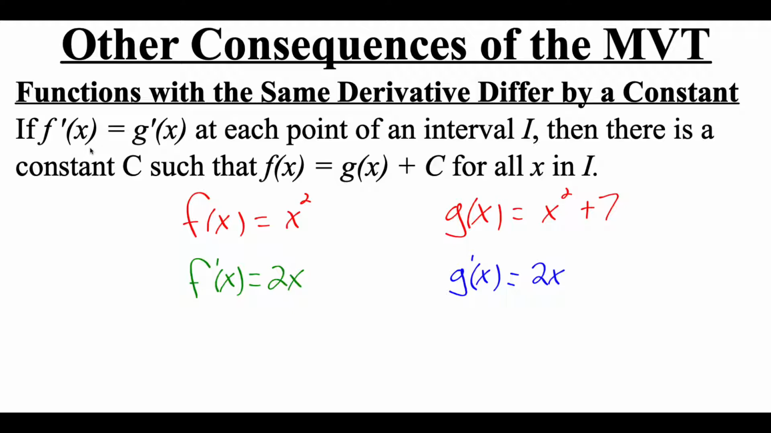So what this is saying is kind of the reverse direction. If we know that these two derivatives are equal to each other, the derivative of f is equal to the derivative of g, then we know that they only differ by whatever this constant c value is.